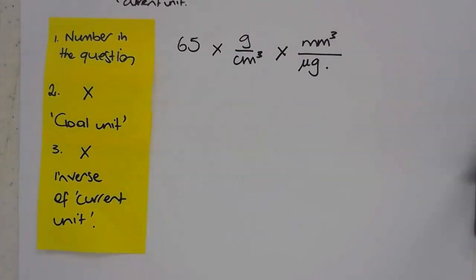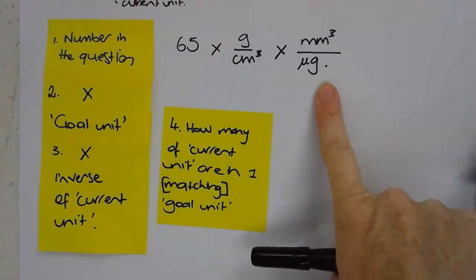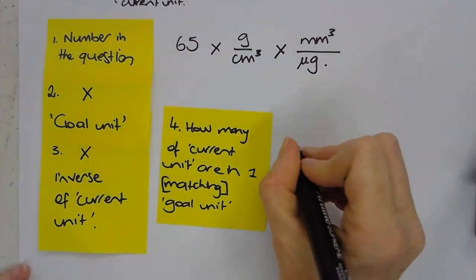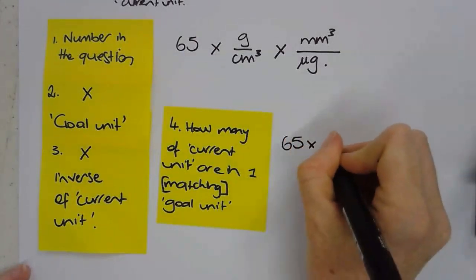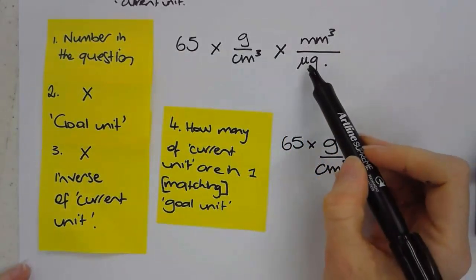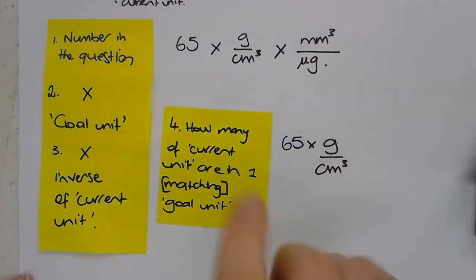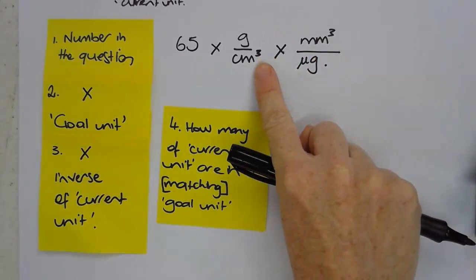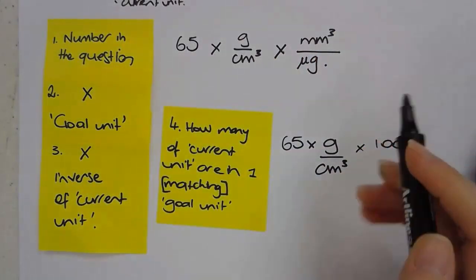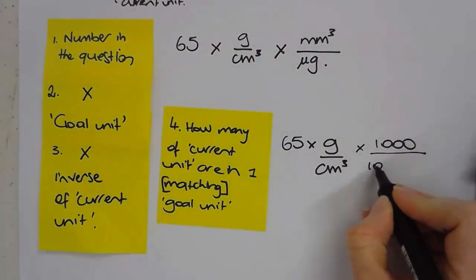The next step here is how many of the current unit are in one of the matching unit. So the question we're asking ourselves, and I'll just start the question again, same set out as before. But this time we're going to substitute actual values into this fraction form. So I'm asking myself how many millimeters cubed are in a centimeter cubed. And for this question it is 1,000. And how many micrograms are in a gram? And that is 1 million.